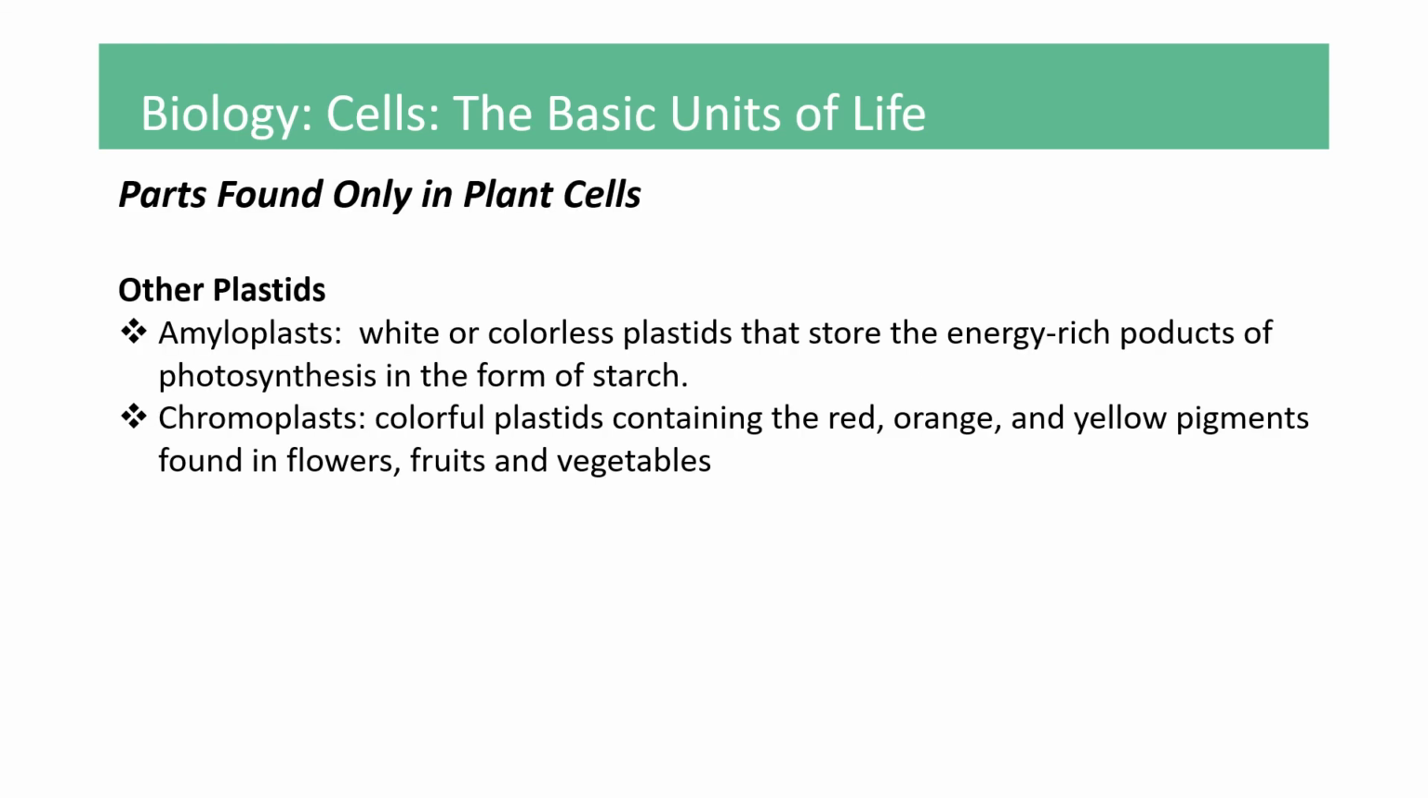Other plastids, the amyloplasts, are white or colorless plastids that store the energy-rich products of photosynthesis in the form of starch. Chromoplasts are very colorful plastids containing the red, orange, and yellow pigments found in flowers, fruits, and vegetables.